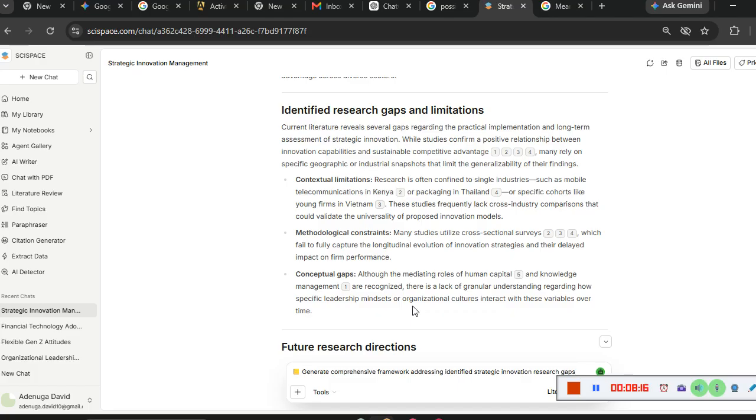So that particular leadership style is called transformational leadership. That is a leadership that welcomes new ideas, that is open to learning and development and all of that. But certain leadership styles that are rigid in nature would not even want to embrace change, and innovation comes with change. So it is saying that leadership mindset or organizational culture, whether their culture is dynamic or bureaucratic and all that, interact with these variables over time.